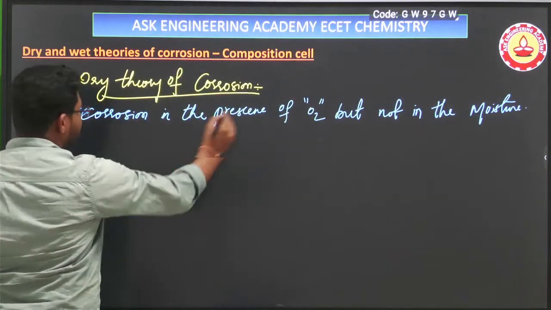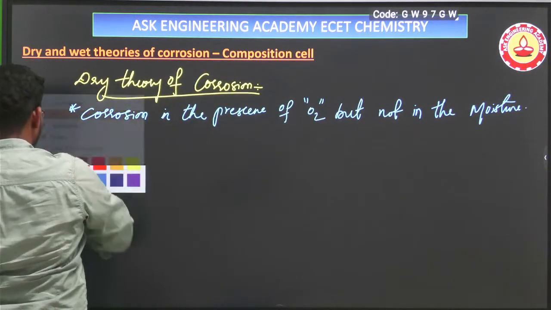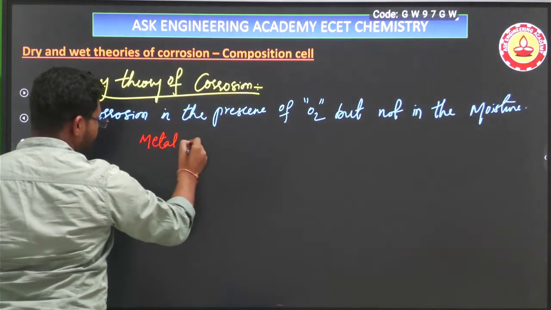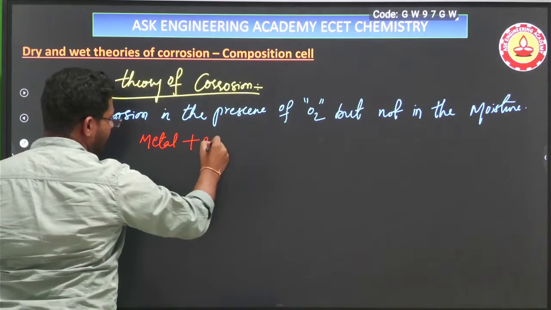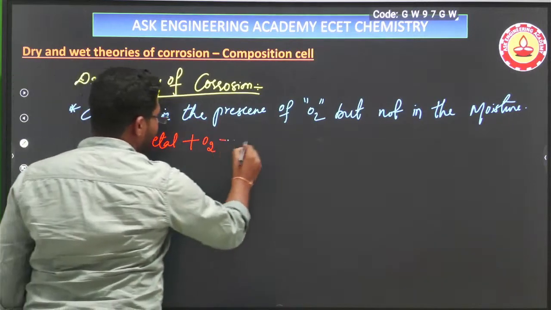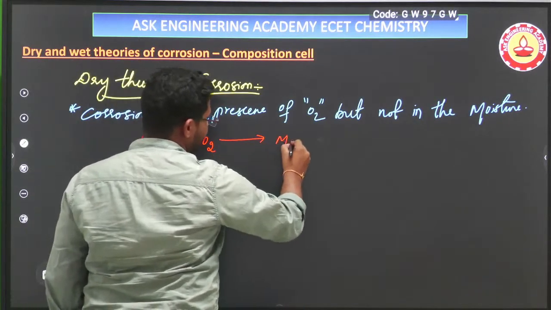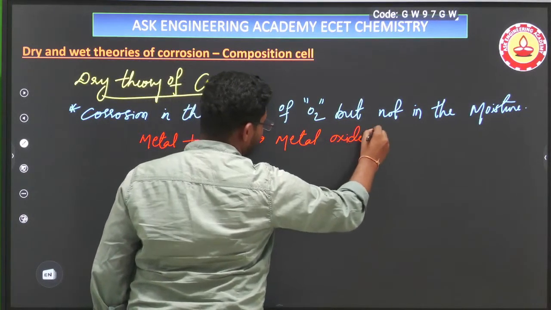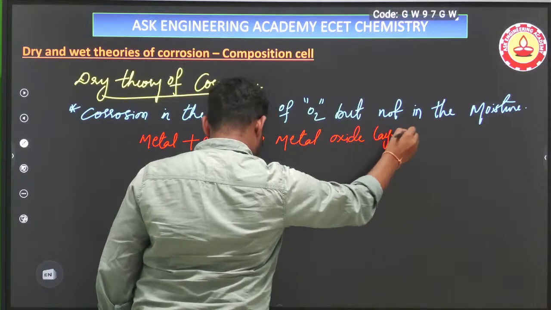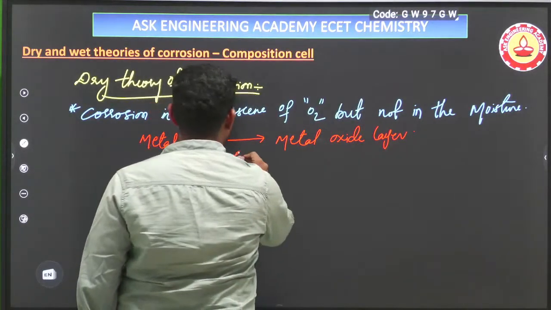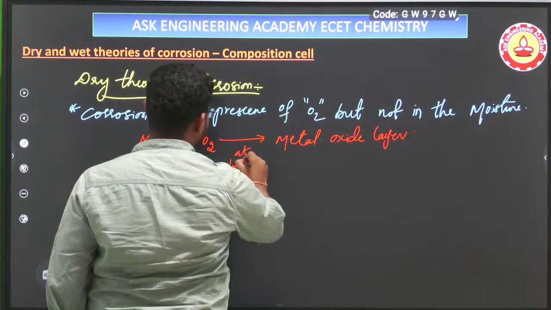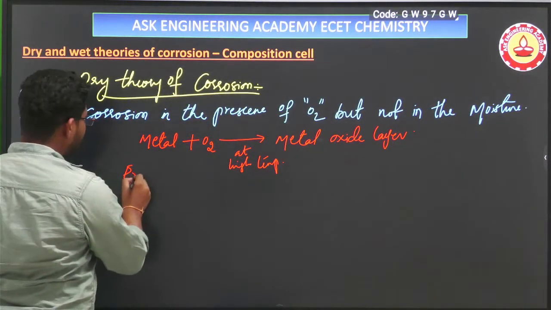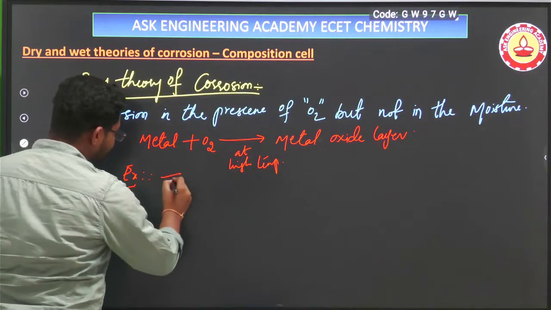For example, I will explain the mechanism with a simple equation. This is metal. This metal surface is exposed to oxygen, atmospheric gas. So it forms a metal oxide layer. Metal oxide layer is a product of corrosion. It usually happens at high temperatures.